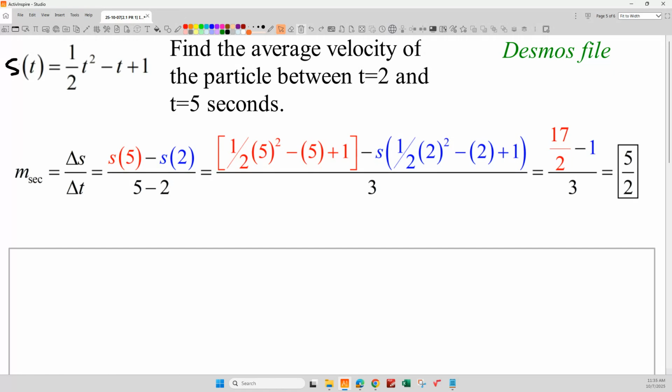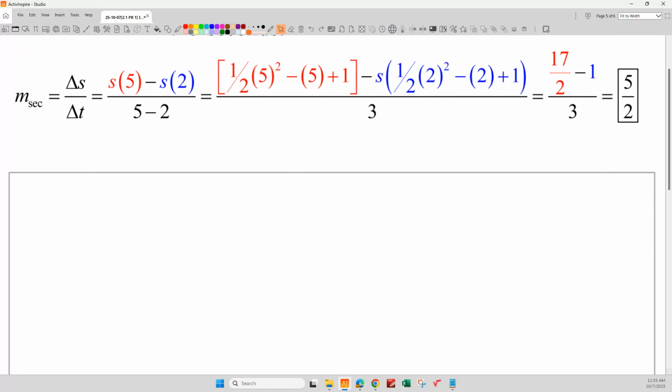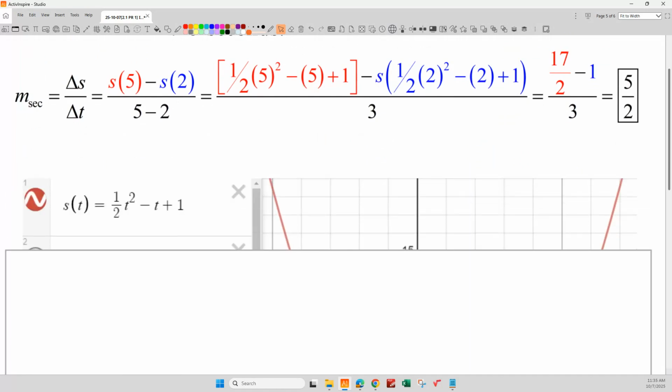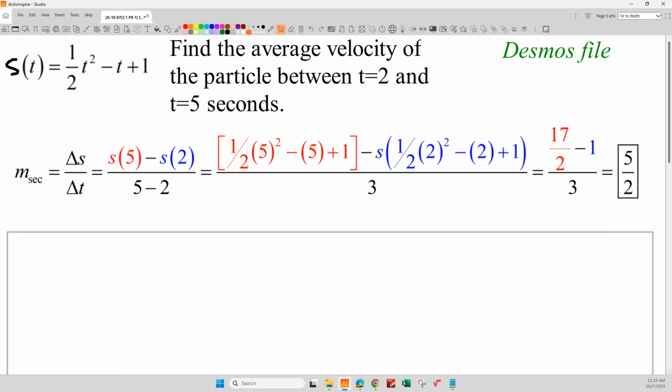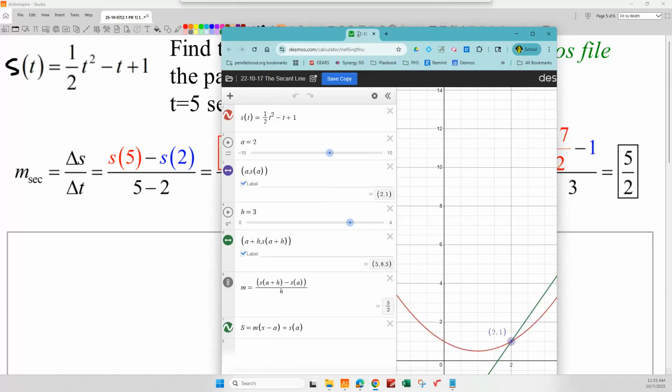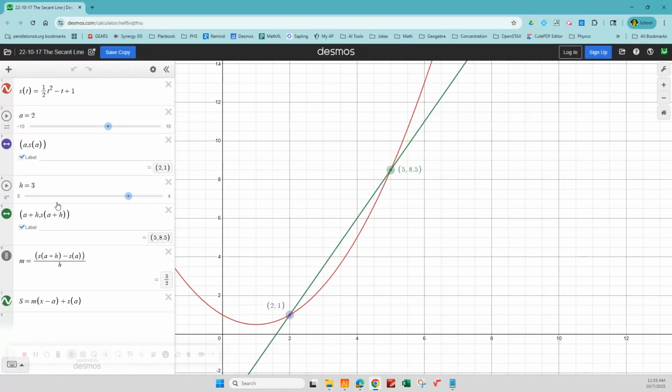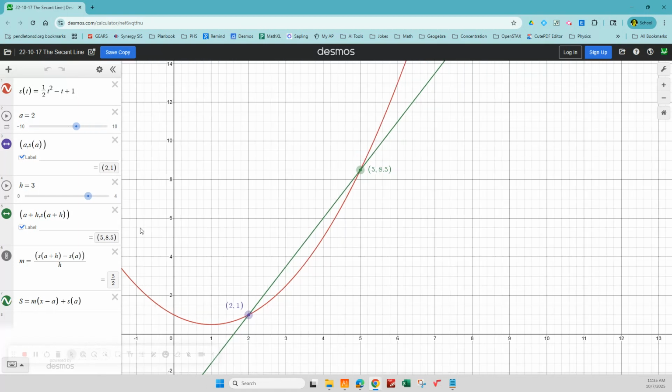Right, assuming we're using meters and seconds. I mean, it could be something else, but we'll use just standard MKS units. And if we want to look at this on Desmos, which is always fun to do, there it is, right? So there's the red function is my position function, right?